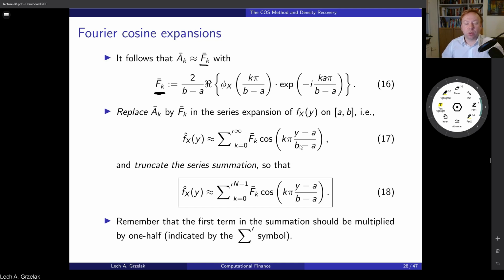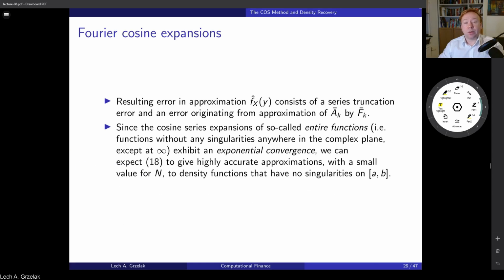So this is actually also why this method is called the cosine method: you calculate the characteristic function, you take a real part of it, you multiply with a proper cosine term, and that gives you an approximation for your density. There are a few takeaways once we talk about the COS method.